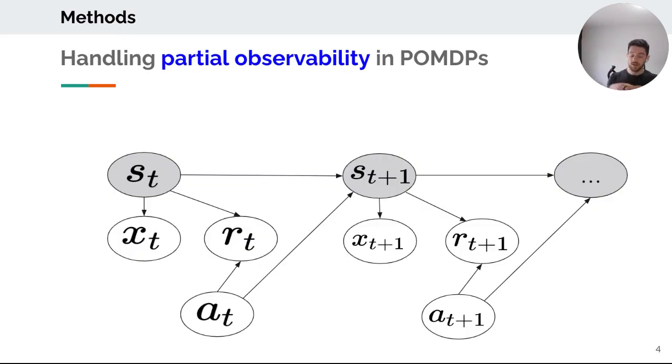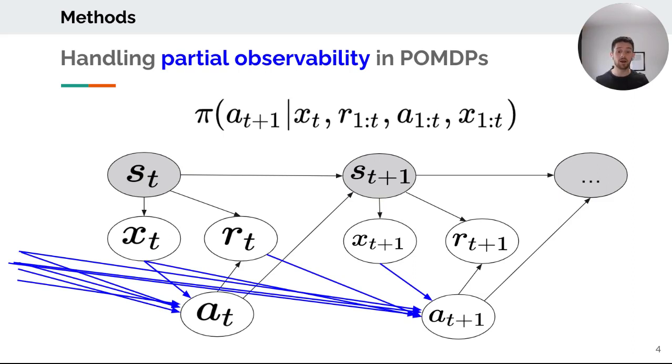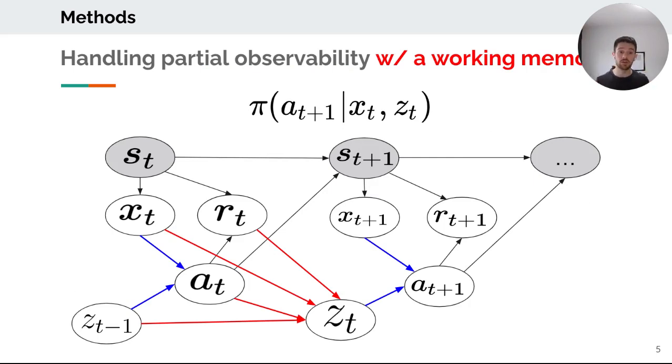So in any POMDP, one needs to handle partial observability to take optimal actions. This can be done by conditioning your agent on its full history, but that doesn't scale very well. A simple approach that scales better is to learn a working memory. So essentially, you can use maybe an RNN or a transformer to summarize the history of the agent into a context. This would be Z in our case. And this way, the agent can take optimal actions in a much more scalable way.